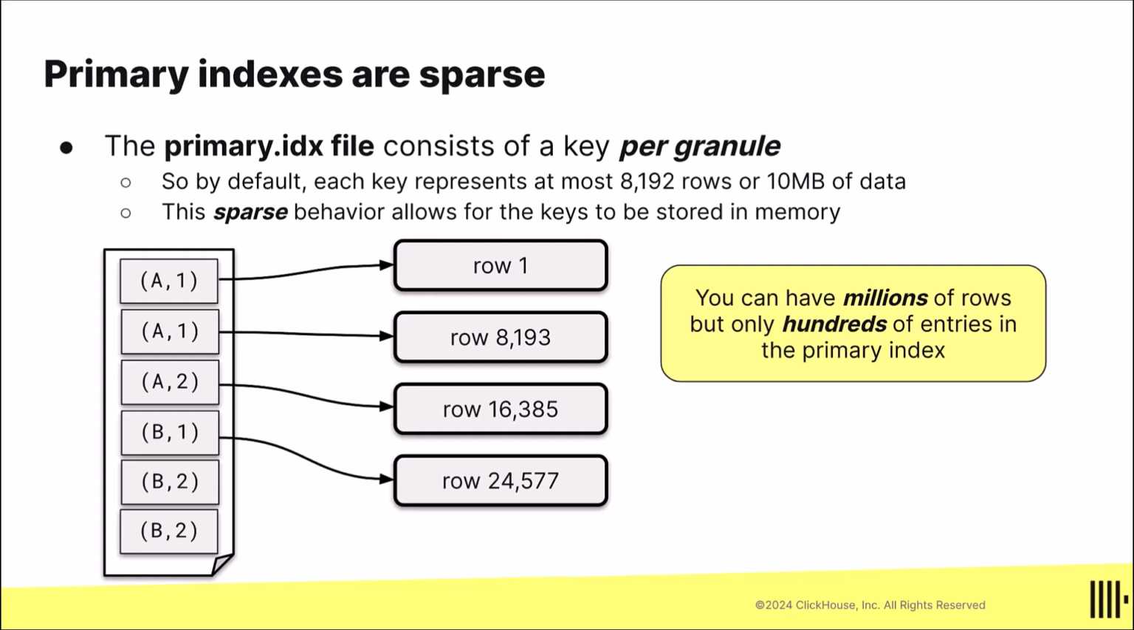Now, there is a file called primary.idx, but that's kind of like a backup file. It never reads that file. The primary index is always sitting in memory. And here's the benefit of that.